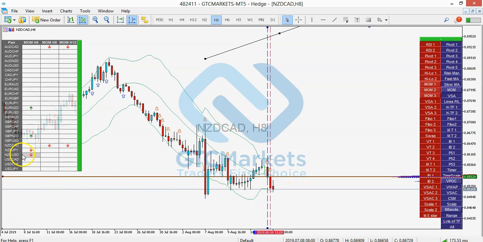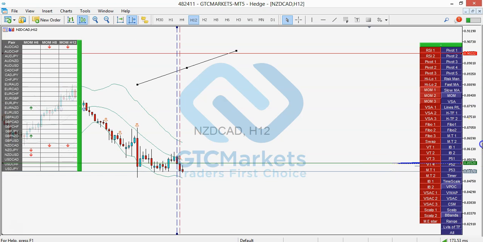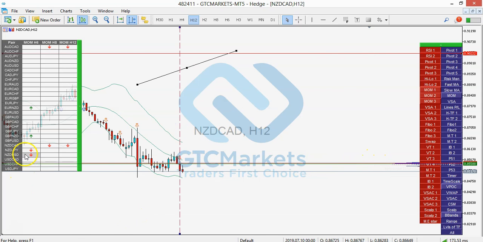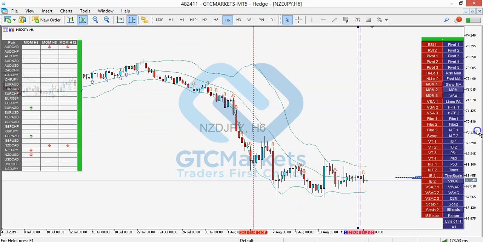And on the other hand, let's see what do we have in H12 as well. Yeah, same thing on the H12. Let me drag this over here, this place. Okay, and the next one is New Zealand yen. Okay, what do we have over here? We had clear break below, close below the middle line of the Bollinger Band, and momentum trades as well.